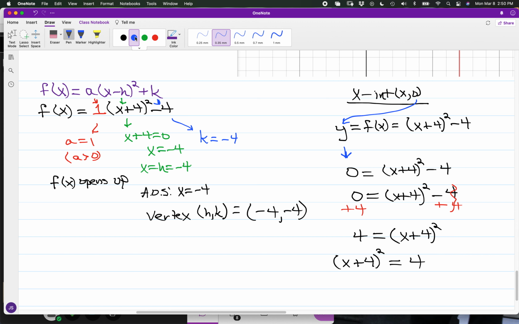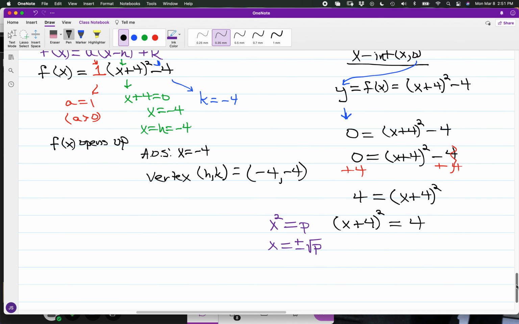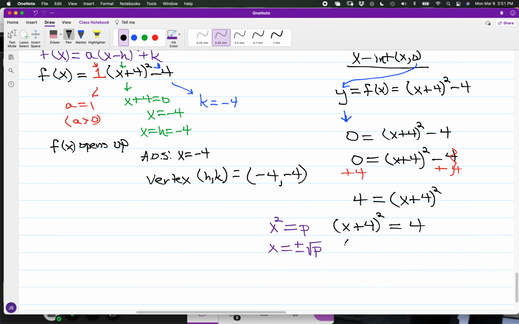And just borrowing from the page, working with the square root property of equality: if I have the square of an expression equal to a constant, then that expression is equal to the positive or negative square root of that constant. So with x represented by x plus 4, if we go from the square of x plus 4 to just plain x plus 4, and we have 4 representing p, we have x plus 4 is equal to plus or minus the square root of 4.